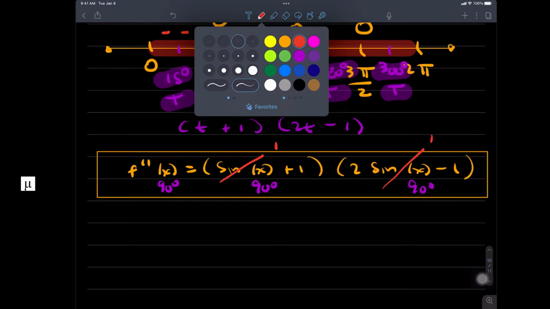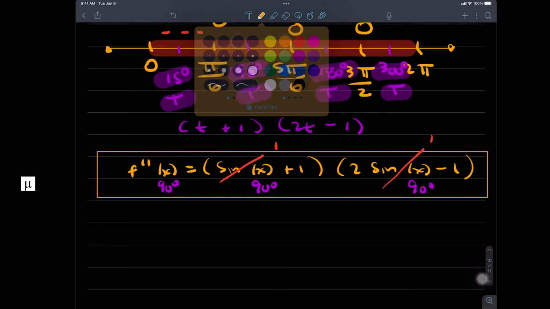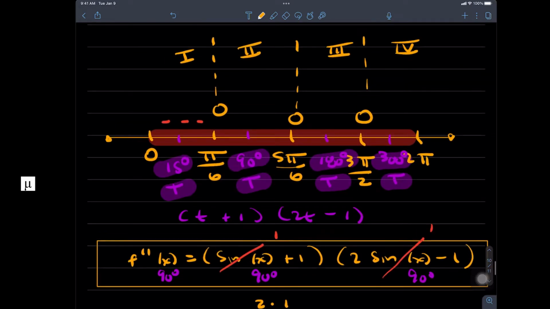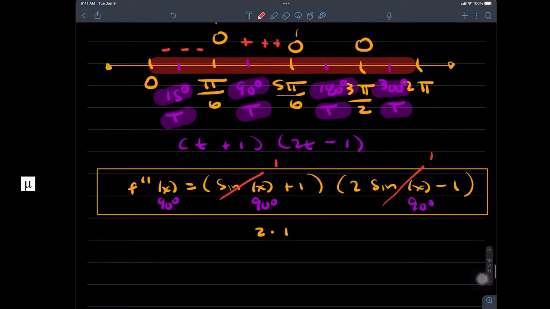So I don't have to use my TI here for this, I think. 1 plus 1 is 2, is that right? And then this is 2 minus 1, which is 1. So region number 2 is, in fact, what? A positive region, ladies and gentlemen. Okay, so far so good.